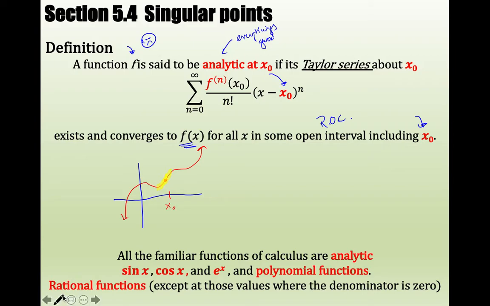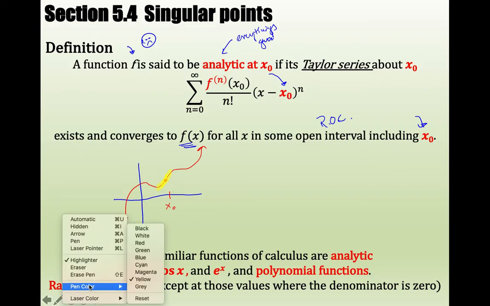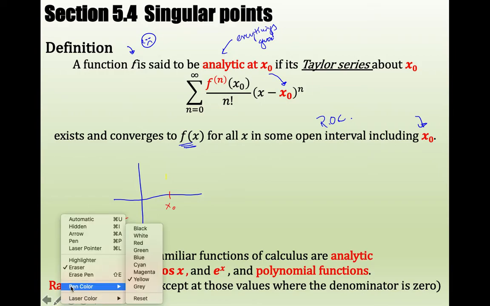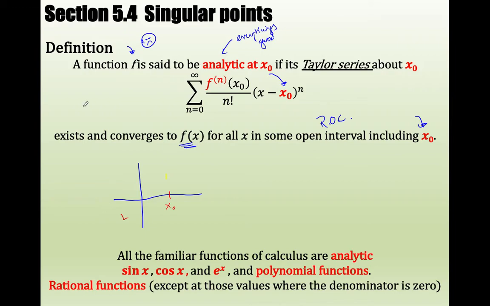But what if things weren't cool around my center? What if I had a discontinuity there? What if my function didn't exist at one point, which happened to be my center, where I was building my Taylor series expansion? Or what if this scenario?